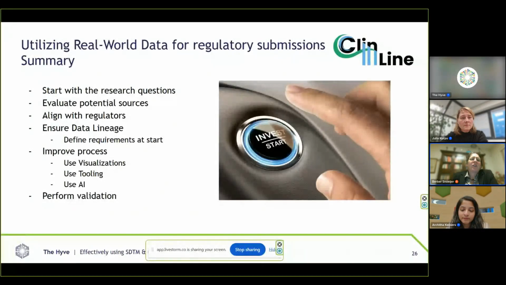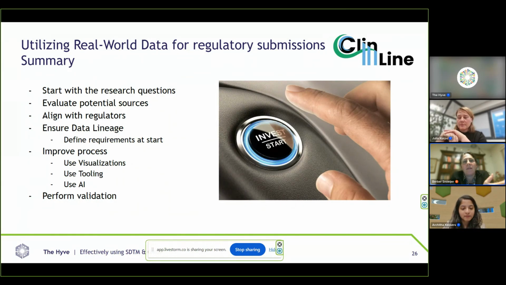So yeah, summarizing this, what I did not yet mention is that in the regulatory guidances, and you see that from all the different regulatory agencies, it's very important to start with the research question of your study, because otherwise you cannot select the best data source, because a data source that is good for one question might not be good for another question. And so then based on that, you can evaluate the potential sources and align with the regulators on that.